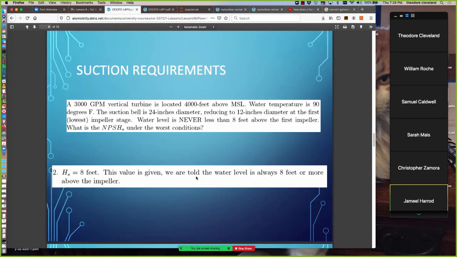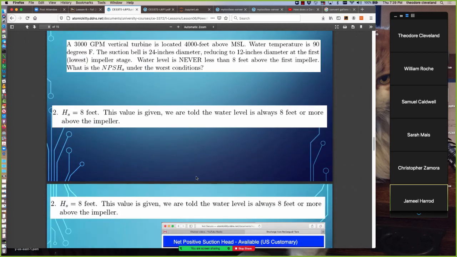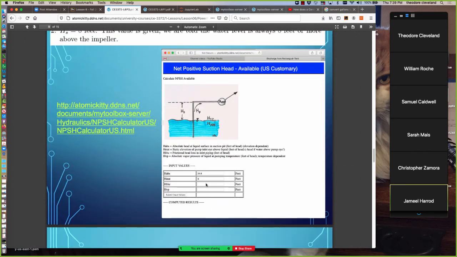Our next step is to specify or determine what the suction side pressure is in the water in terms of feet of water. In this case, it's 8 feet. The value is given to us in the problem statement. Again, if we're using the online tool, we would enter an 8. Let's see what it says. Static elevation of pump inlet above the liquid. So this actually should be a -8.